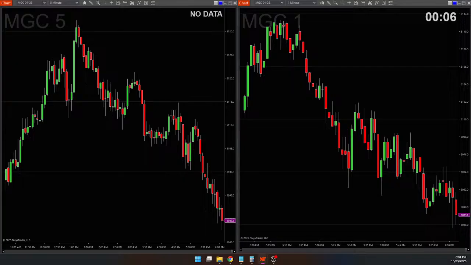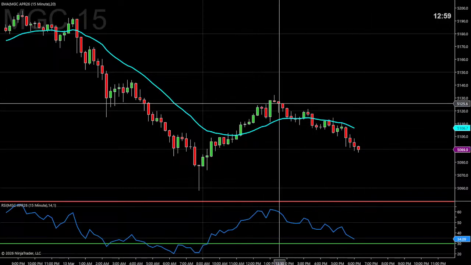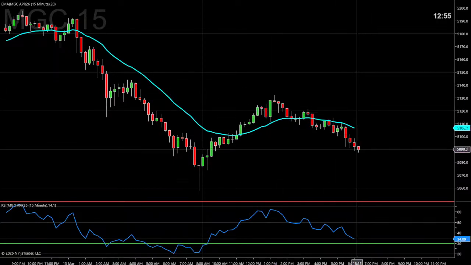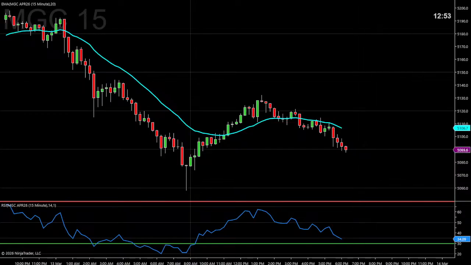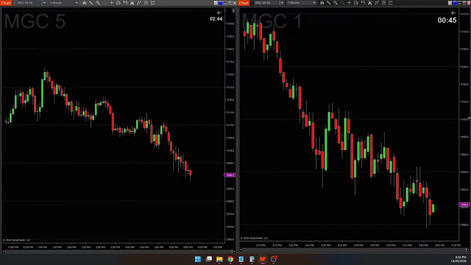Gold, gold, gold. Gold's still steadily going down. On the 15 at least, it's steady, and it looks like it's becoming more bearish, just like MNQ. The lower time frames, hairy caterpillars.